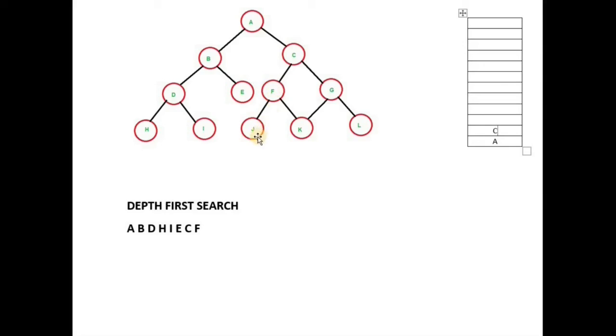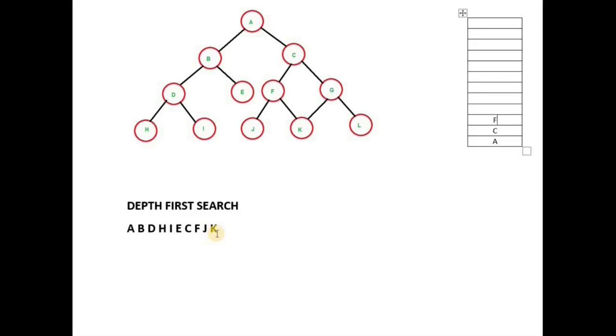From F, the nodes I can go to are J and K. So I will go next to J. Then I will stop F for now, and start exploring J. From J I cannot go anywhere. So I will go back to my previous one, that is F, and remove it. Then from F, I can go to K. So I will go to K, then I will stop F. Then I will start exploring K now.